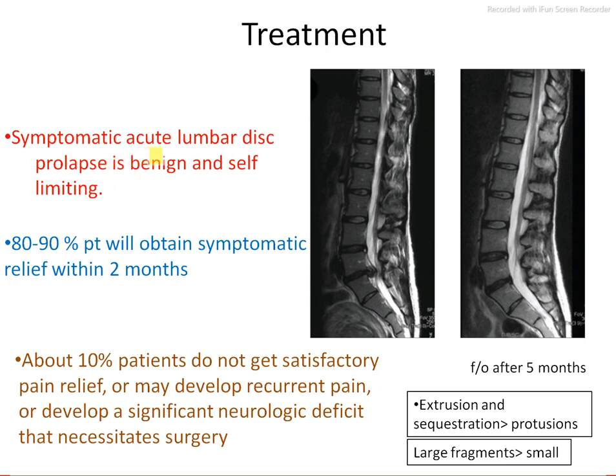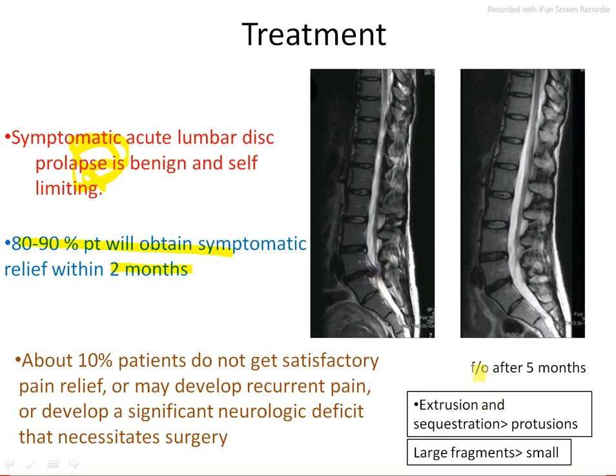Treatment. Usually what happens is that disc prolapse tends to resolve when managed non-surgically. So surgical intervention need not be done. 80 to 90% of the patients will obtain symptomatic relief within 2 months. So you see here this is one MRI of a person. You see at the level of L4 and L5 there is disc herniation.